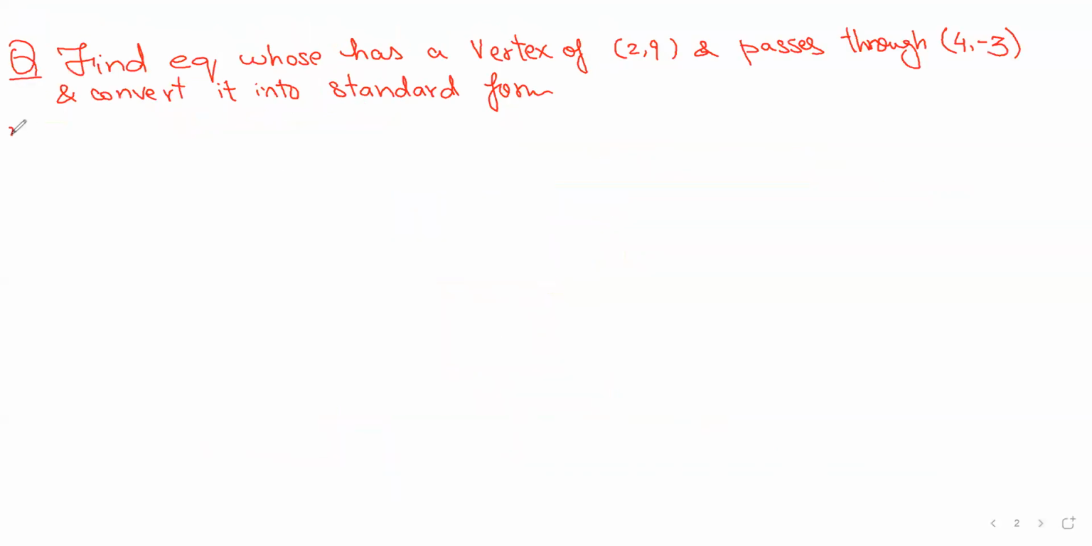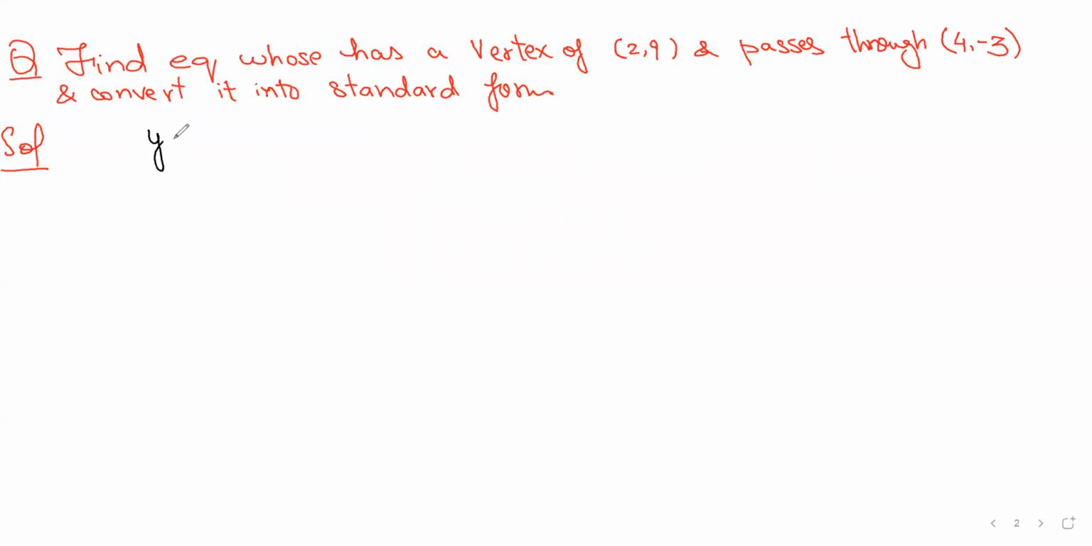Now coming to the second question. It says to find the equation which has a vertex of (2, 9) and passes through the point (4, negative 3), and convert it into standard form. Now I have been given a vertex, I have been given a point as well, and I have to convert it into standard form. So firstly, I have to solve this question in a proper way, and then I will get the standard form.